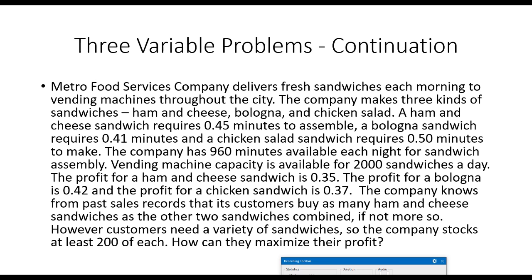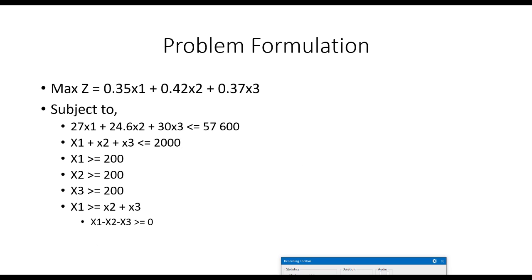Finally, the company wants to stock at least 200 of each sandwich. So we have x1 is greater than or equal to 200, x2 is greater than or equal to 200, x3 is greater than or equal to 200. We click here, and we have all 6 constraints aligned in this manner. So once this is done, very simply, because QM is relatively easy and I want to give you time for the homework problems, I'm going to solve only in Excel. So let's open up an Excel file.